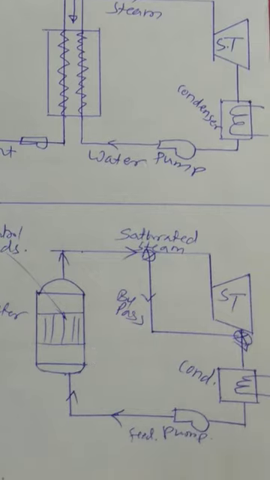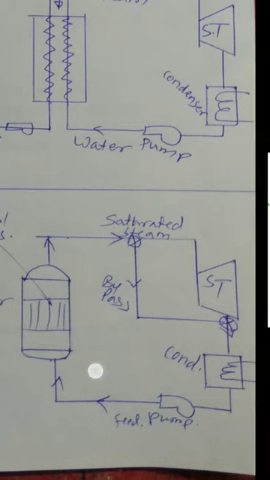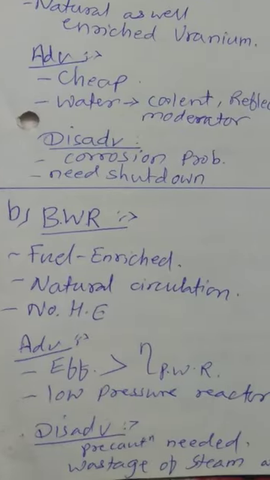The bypass is also shown here. When part load is required, only the required amount of steam is supplied to the steam turbine, and the other steam is bypassed to the condenser for condensing. So with no heat exchanger, that is one of the advantages of the boiling water reactor power plant. And second, it has natural circulation.